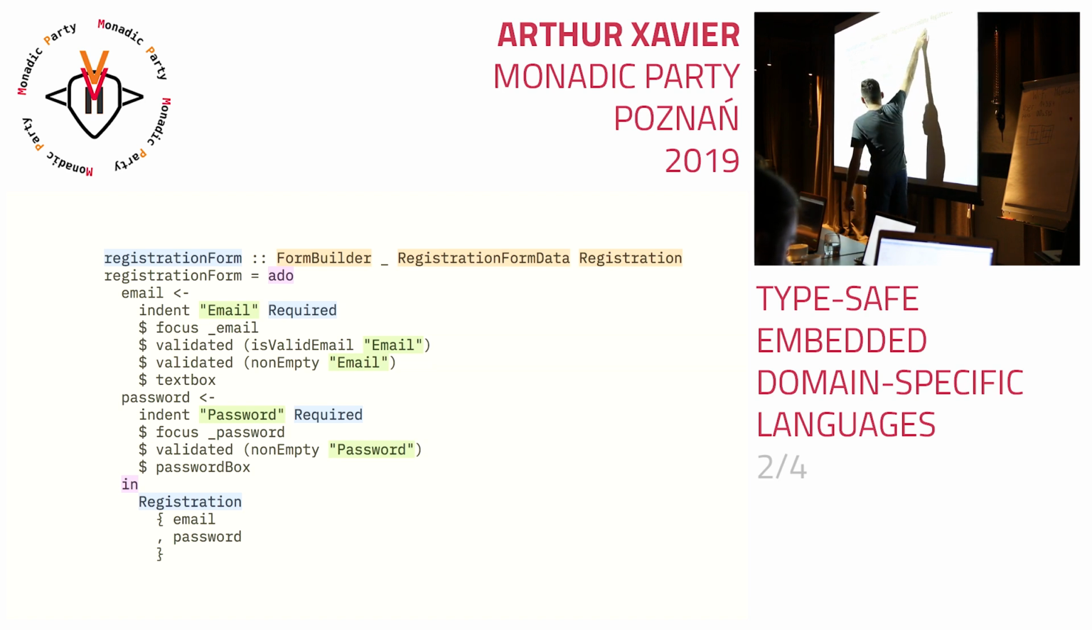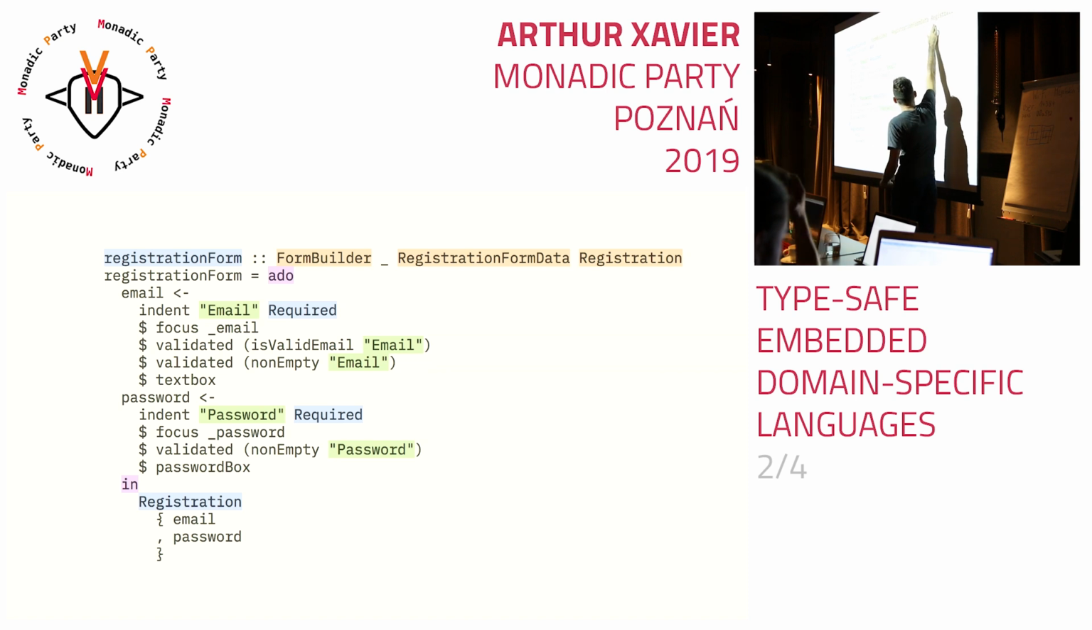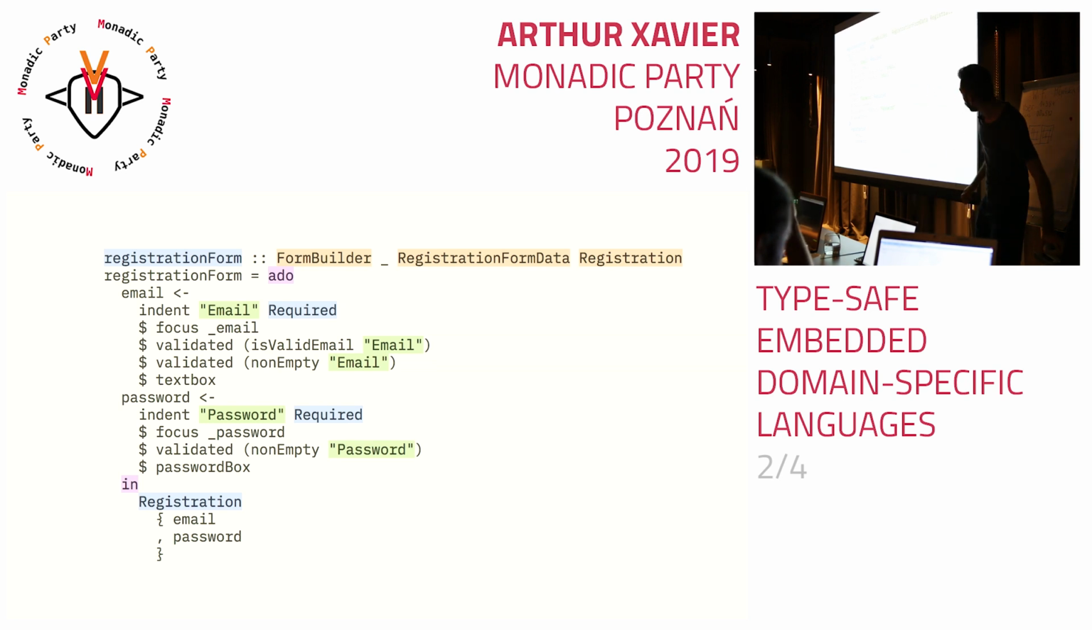The form data, where we store the data that is displayed in the form when we type inside the fields, is this type synonym called registration form data. I'm going to show it. And the final result of this form builder is a registration. It outputs a valid registration type.